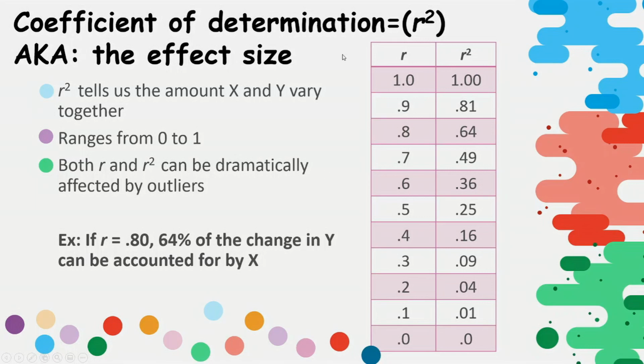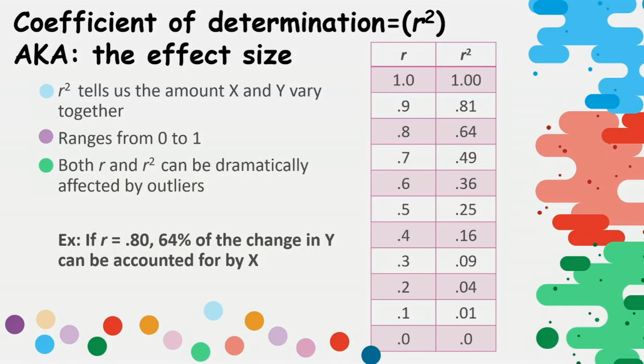Our coefficient of determination is actually R squared. So if my R is 0.8, my coefficient of determination would be 0.64. 0.8 times 0.8 is 0.64. It's just squaring it, or multiplying it times itself. 0.7 times 0.7 is 0.49. This is also known as the effect size, and it tells us the amount that X and Y vary together.